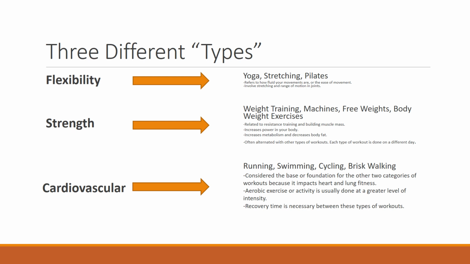So you could do a cardiovascular and a strength and a flexibility type of workout all in one workout or one day. And so the last one there is cardiovascular fitness or type. The example would be running, swimming, cycling, brisk walking, anything that's going to get your heart rate up and get you breathing harder. So this is considered the base or the foundation for the other two categories of workouts because it impacts the heart and the lung fitness.